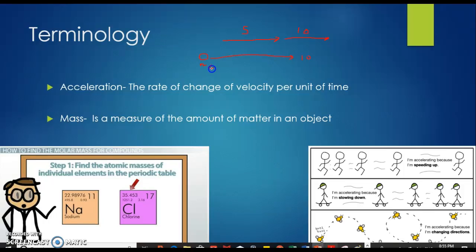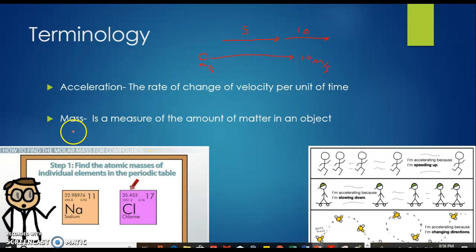I'll just put m over s, even though m stands for meters in the science world. So let's just say that's meters then. To go from 0 meters per second to 10 meters per second, you're going to need some acceleration. And the acceleration is the rate of change of velocity per unit of time.